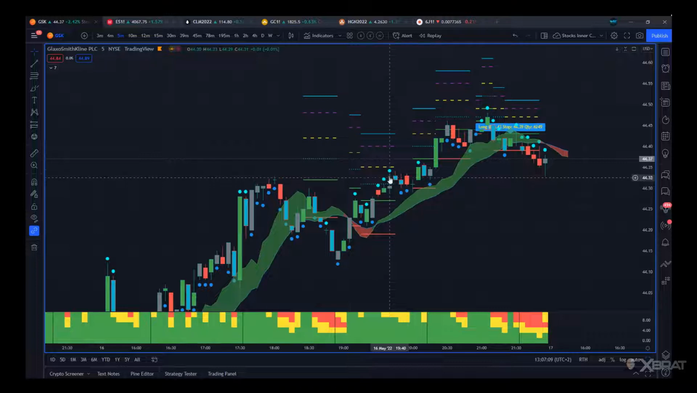If we want to not use the targets but use the manager, we can see that this long goes all the way towards the close and the ribbon turns red at this point here. So our entry was at 44.27 and our exit was around 44.41. Great day trading opportunity there on GSK.